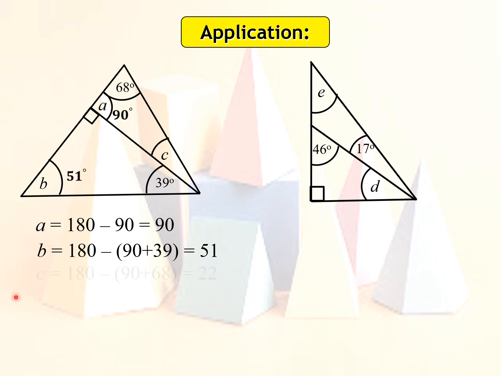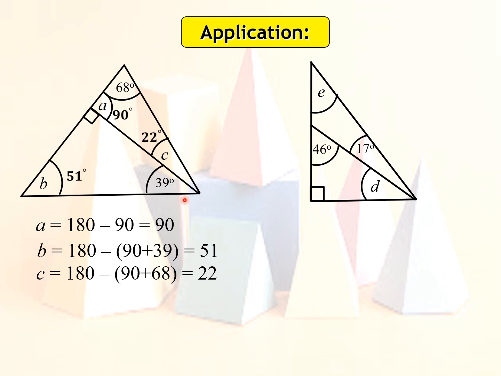And then to get angle C, it is equal to 180 minus 90 plus 68. It is equal to 22 degrees. To check whether our answer is correct, add this up. Is it equal to 180? And add this up. Is it equal to 180 degrees?